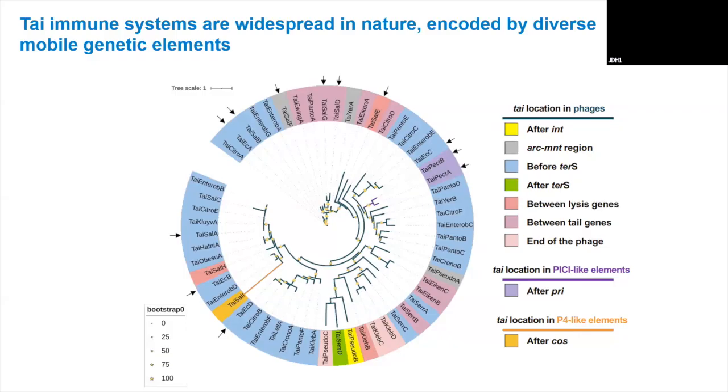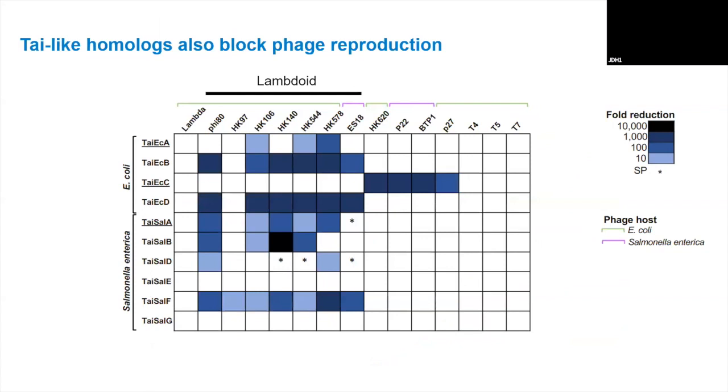We picked some of the TAI systems from E. coli or Salmonella to test with our E. coli and Salmonella phages. And we found that most of the TAI systems we picked can block lambda-like phage. However, the TAI ECC version cannot block lambda-like phage, but it blocks another phage, which I will mention later.